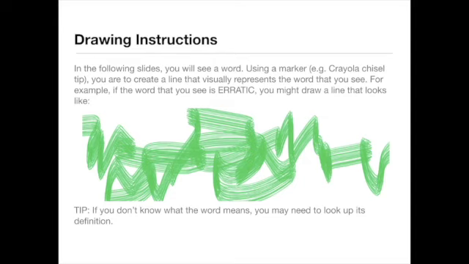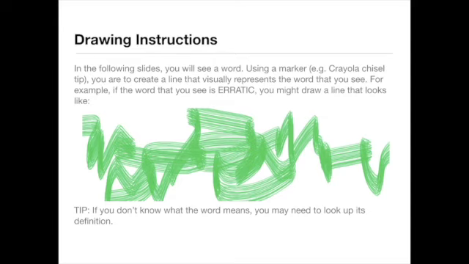Okay? So for example, if I were to use the word erratic, I might generate a line that looks like this. Erratic means it's kind of all over the place. There's no clear sense of direction, changes in an unpredictable and unanticipated way.